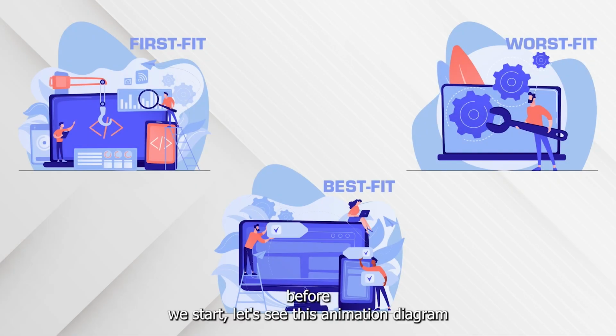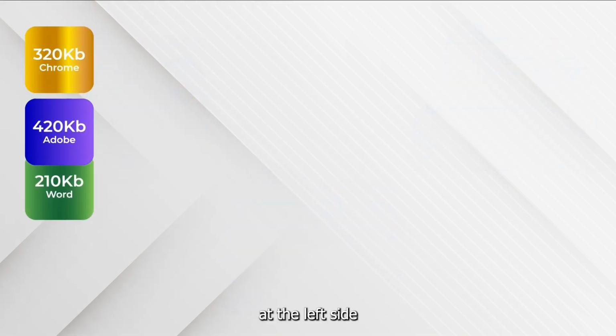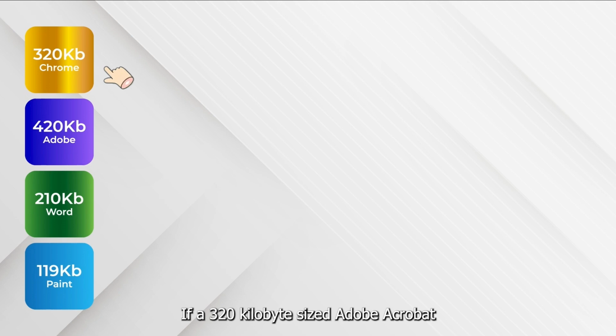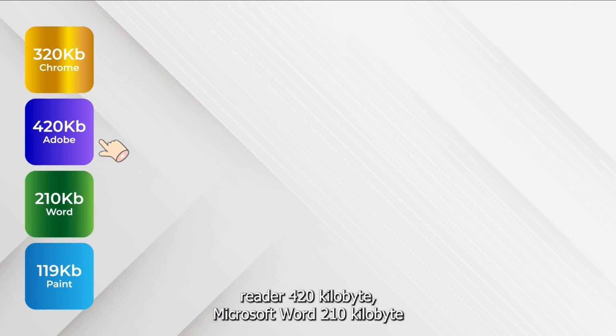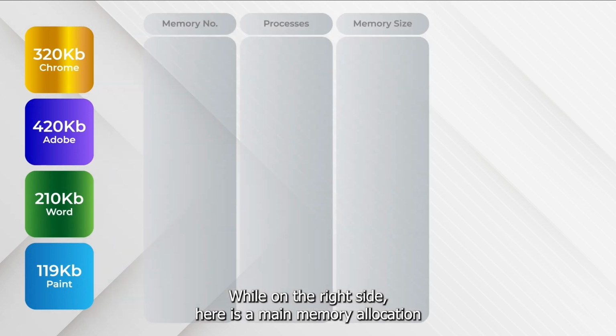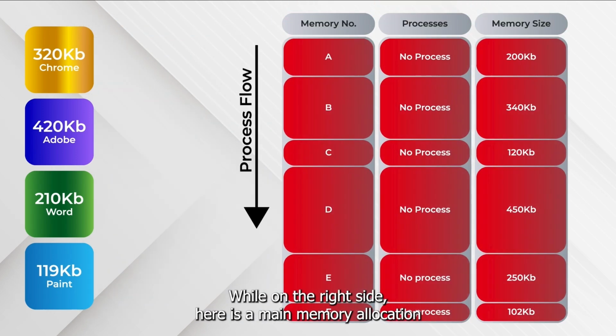Before we start, let's look at this animation diagram. On the left side, we have four processes: Google Chrome as the first process with a 320 KB size, Adobe Acrobat Reader 420 KB, Microsoft Word 210 KB, and the fourth process, Microsoft Paint 119 KB. On the right side, here is the main memory allocation and its dedicated sizes.